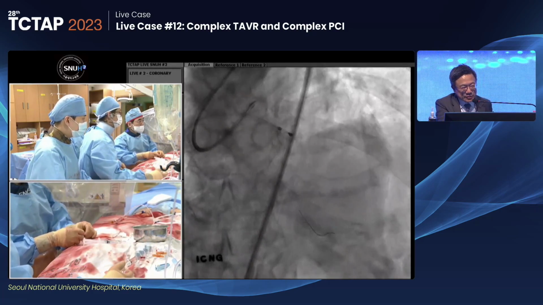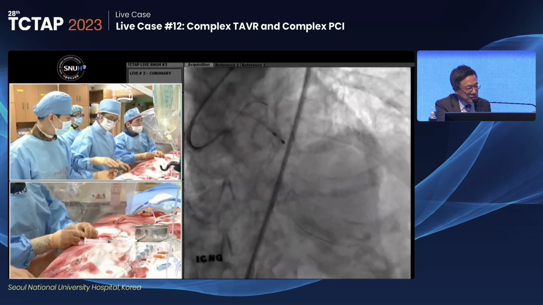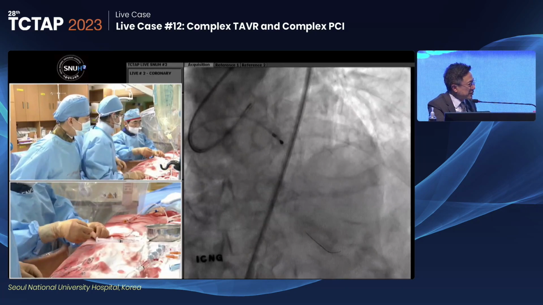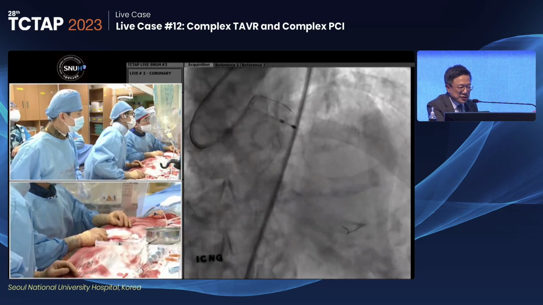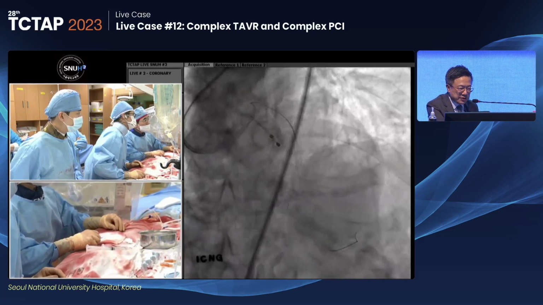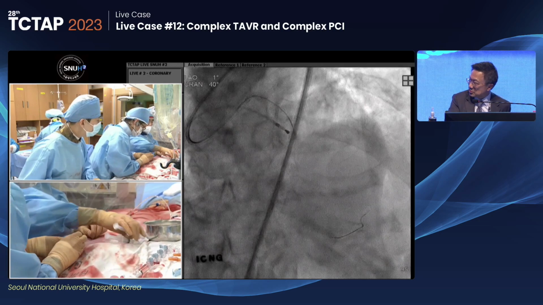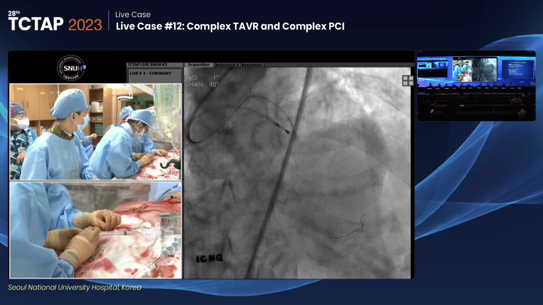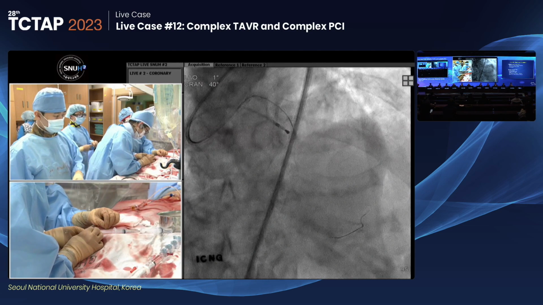You might have tried the RotaDrive wire. Do you have it in Korea as well, the RotaDrive wire, which is a better wire for rotablator? Because you have to primarily wire this thing, since a microcatheter may not go down. It looks like they're using a microcatheter. We don't have the specific RotaDrive wire; we just use a different wire.